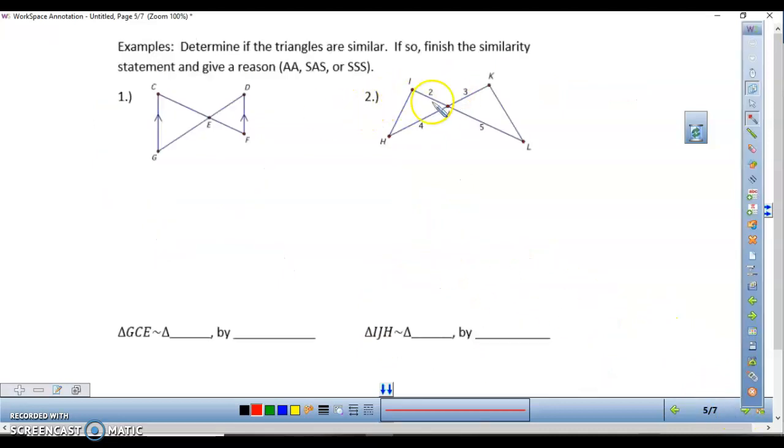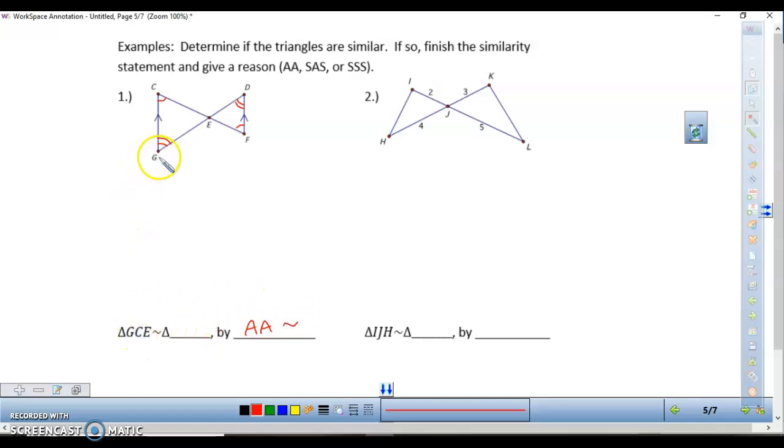All right. So determine if they're similar. If they are, finish the similarity statement and give a reason. So you'll notice in example 1, I have parallel lines. Well, parallel lines, you have congruent alternate interior angles. That angle is congruent to that angle. Now, that's 1A. I could do the other pair of alternate interior angles. You have this little Z right here. Or I could have done the vertical angles. It doesn't matter. Either way, I'm going to get AA. So for sure these triangles are similar. And now I'm just going to match up my similarity statement. And of course, this is going to be by angle-angle similarity.